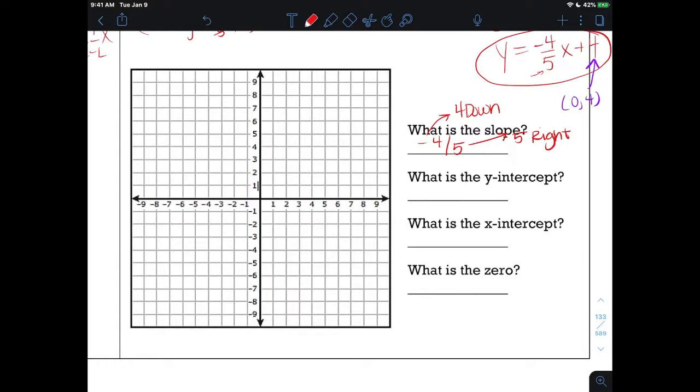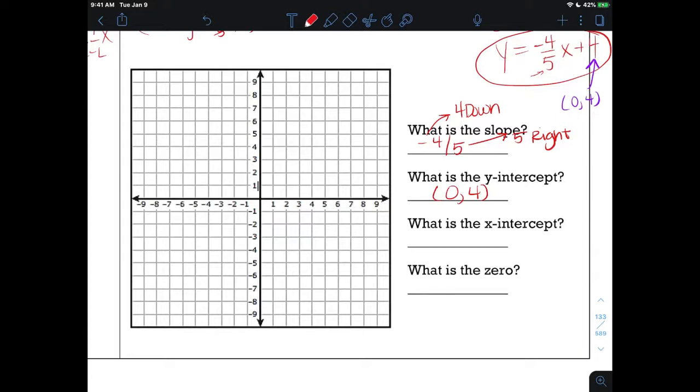Y in the negative direction goes down here. Y in the positive direction goes up here. X in the positive direction goes here, out to the right. X in the negative direction goes over here to the left. Okay, y-intercept, the number by itself, 0, 4. What is the x-intercept? I don't know yet, but let's go ahead and graph this.